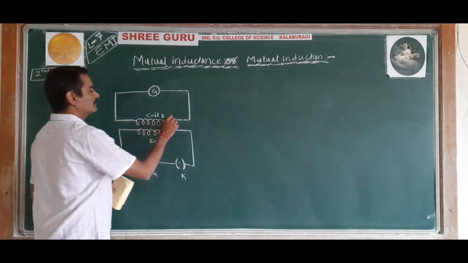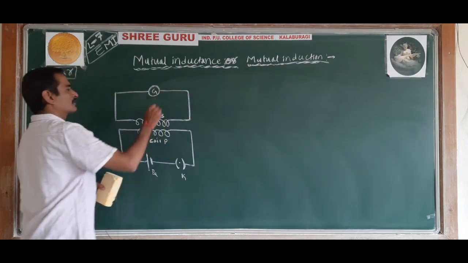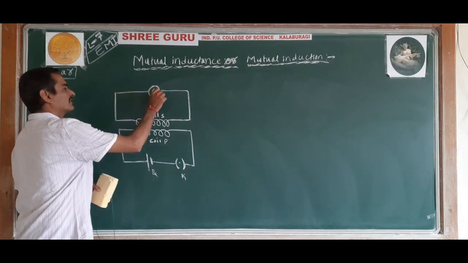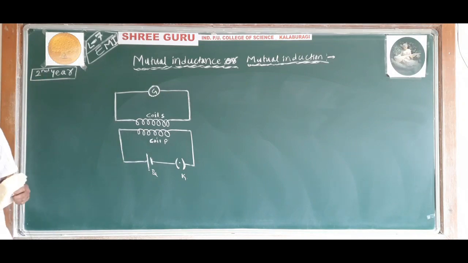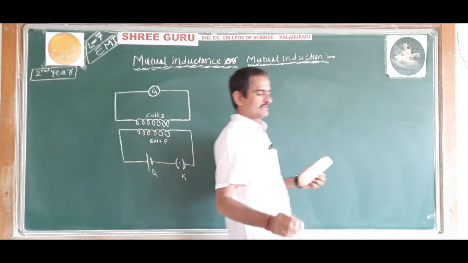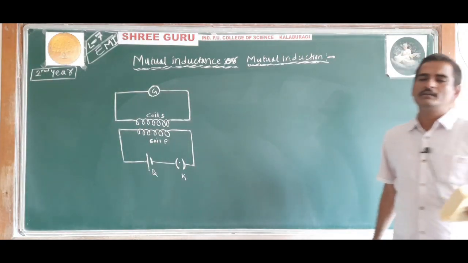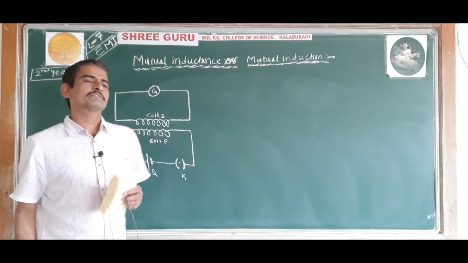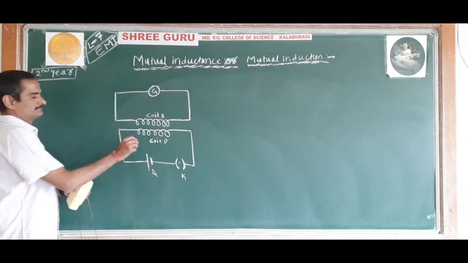You know about the galvanometer? What is the function of a galvanometer? It is used to detect the presence of current in a circuit, or to measure a very small amount of current. Okay. That is a galvanometer.